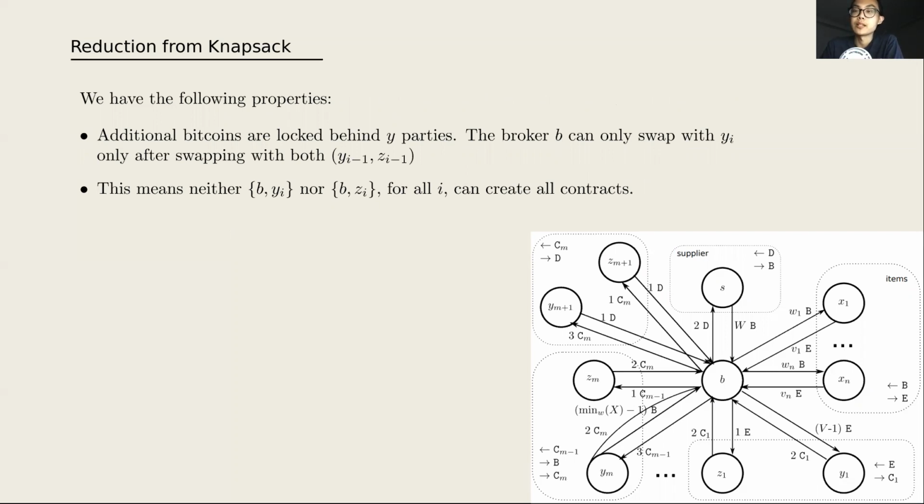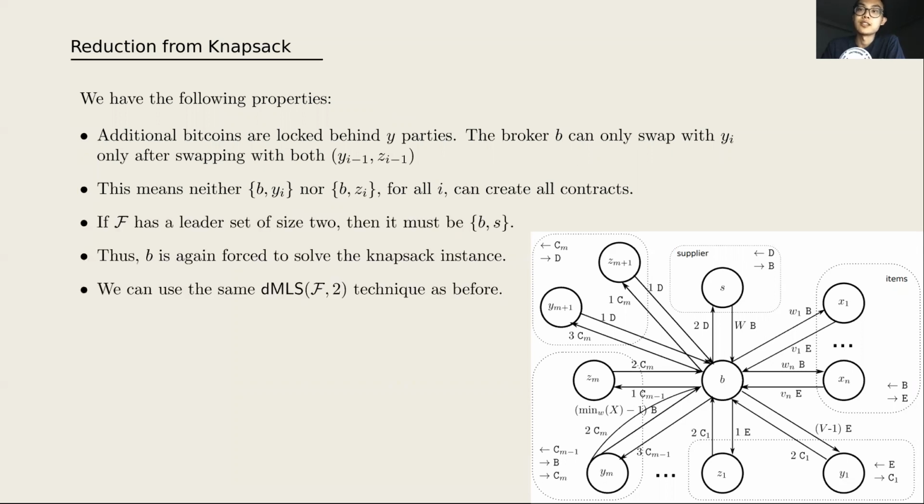We're not going to explain it here, but it's described in the paper. But essentially, by this construction, B paired with any of the item nodes, or Y or Z nodes, independently cannot create all of the contracts, meaning that if F does indeed have a leader set of size 2, then it must be B and S. And as we described earlier, if B and S is the leader set, then B is essentially forced to solve the knapsack problem, just as we described before.